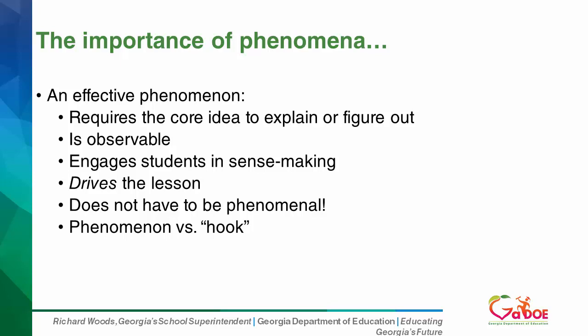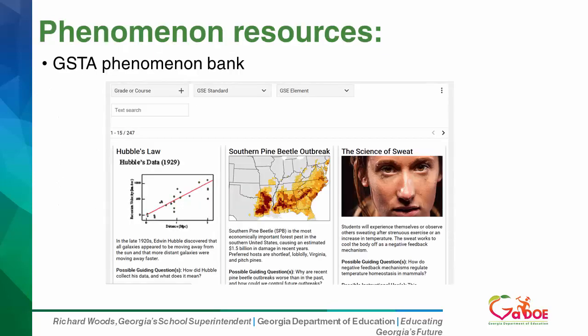And also, an effective phenomenon does not have to be phenomenal. In other words, it doesn't have to be over the top or require crazy materials. These are things we just want students to be observing. Now, an excellent resource for you to view is the Georgia Science Teachers Association Phenomenon Bank. It is a free resource on their website, and you can search by grade or course, by standard, and see phenomena that are submitted by science teachers here in Georgia.